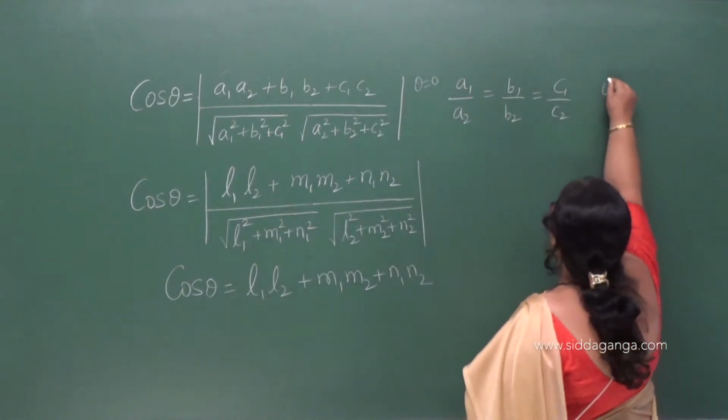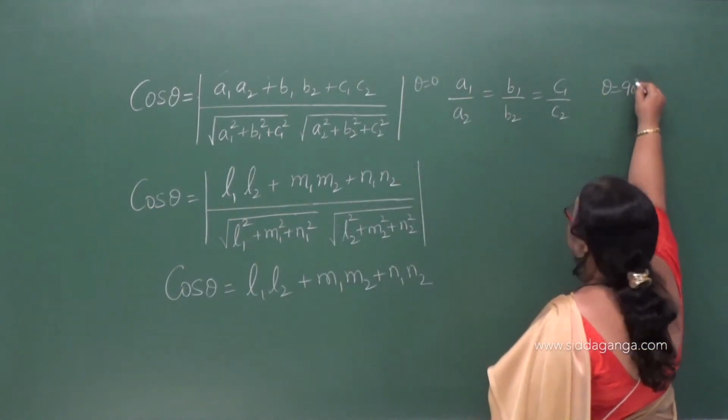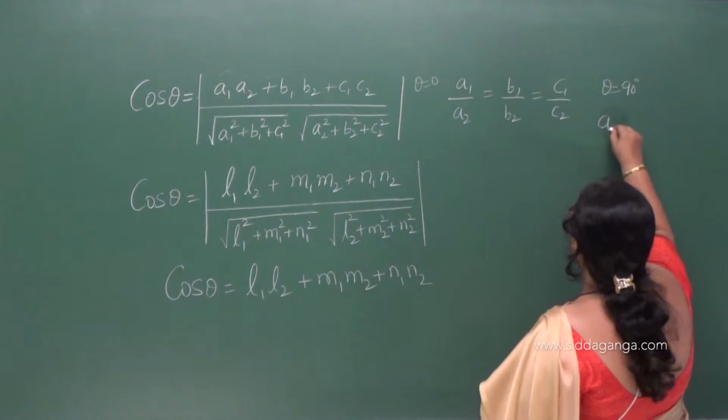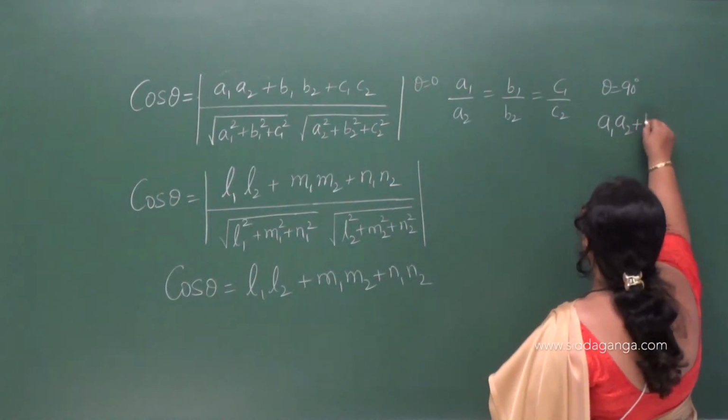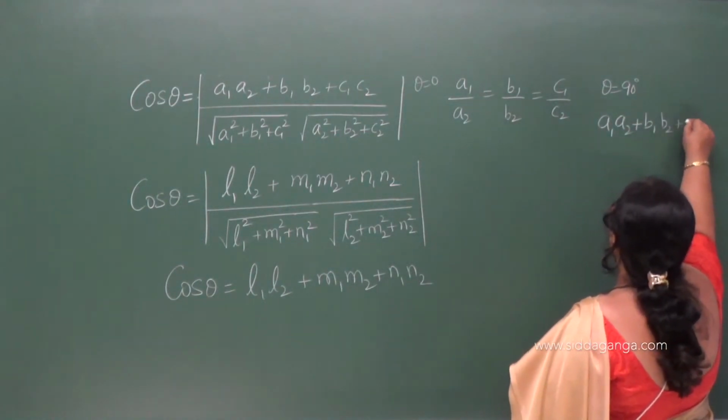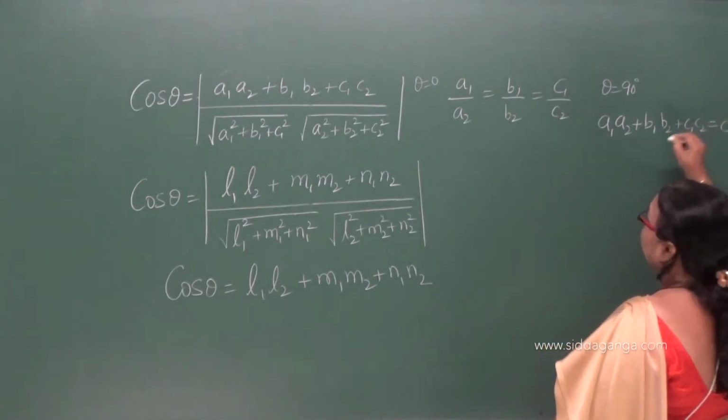In the same way, if theta equal to 90 degree, then the condition becomes a1 a2 plus b1 b2 plus c1 c2 equal to 0.